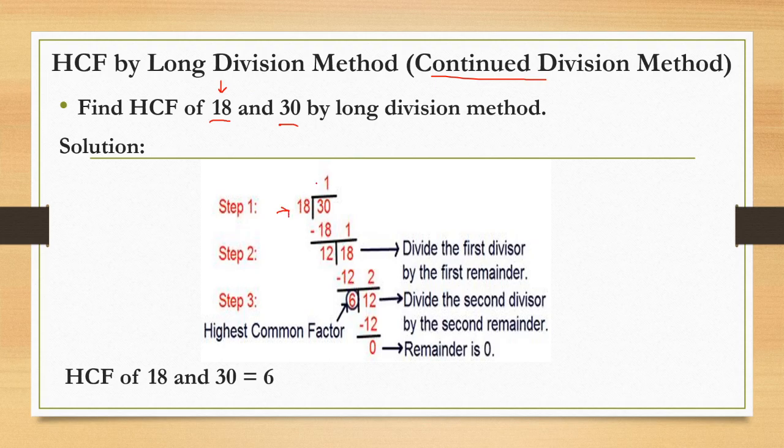Now at one time we got 18. We cannot divide it two times because 2 times 18 is 36. So we cannot divide this number two times. So we are going to divide this number one time. Wait a second, I will erase all these.